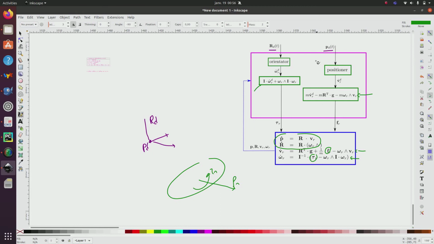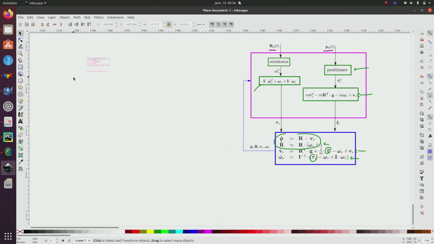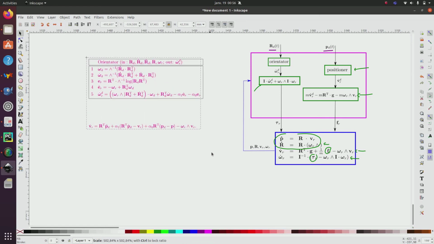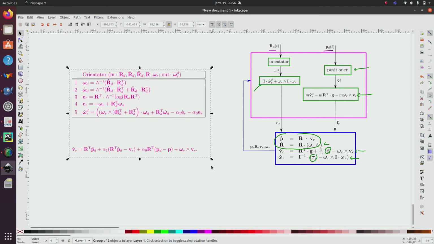Now, for this part, I will have to use an orientator for this one, which tells me how to rotate, and this one will tell me how to translate. So they are given here. I recall it is given in the lesson. I will not recall how it works.